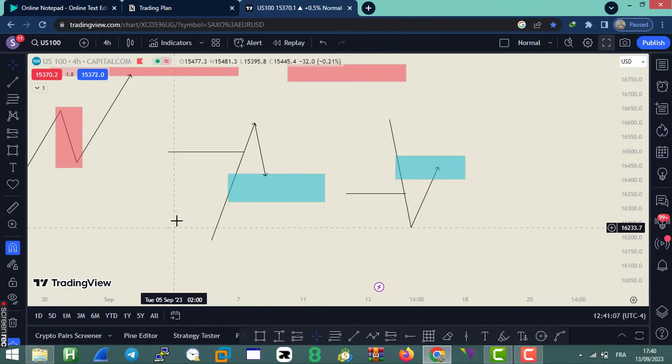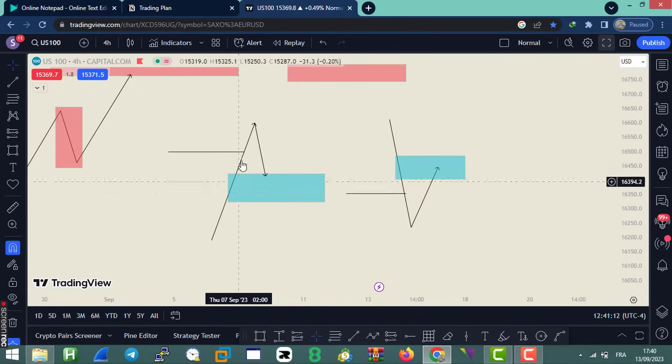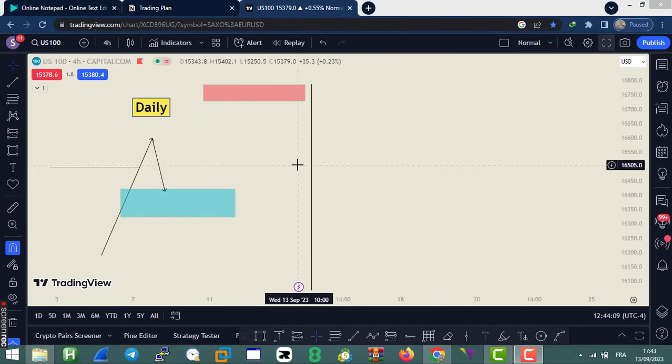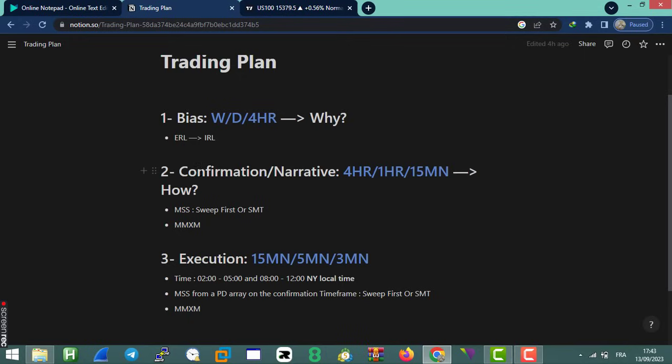Again, you want to see an expansion leg, taking external liquidity, leaving a fair value gap behind, and that is our bias, either going short or going up in our case right here. And now let's move on to the second step. After we determine the bias, we go to the second step, which is the confirmation or the narrative step, right? Now, the bias is why. So why the price should go is to internal liquidity. And as I told you, after taking external liquidity and expansion, we expect to see retracement to that fair value gap to balance that imbalance.